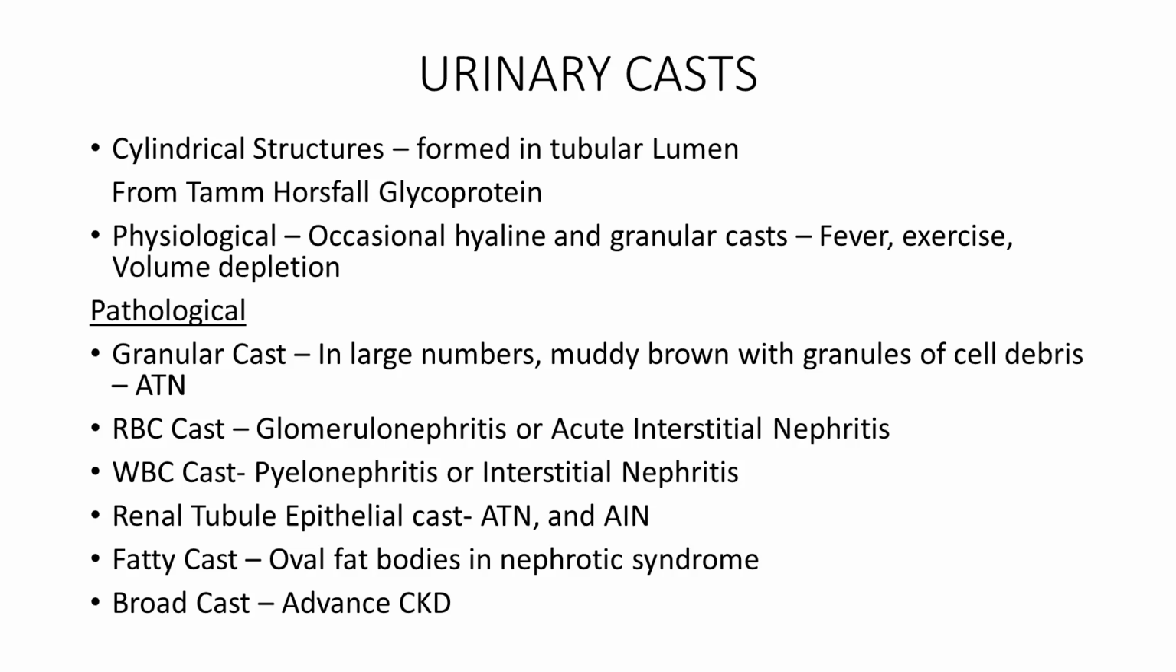The pathological casts are the granular casts, which are seen in large numbers. They are muddy, also called muddy brown casts, with granules of cell debris. It is a feature of acute tubular necrosis, especially the recovery phase. RBC casts, if you find an RBC cast, it's a characteristic feature of nephritic syndrome or acute interstitial nephritis. WBC casts are seen in pyelonephritis and interstitial nephritis. Renal tubular epithelial casts in ATN and acute interstitial nephritis. Fatty casts in nephrotic syndrome, and broad casts are a feature of chronic kidney disease. The casts are fat, larger in size, and are a feature of chronic kidney disease.